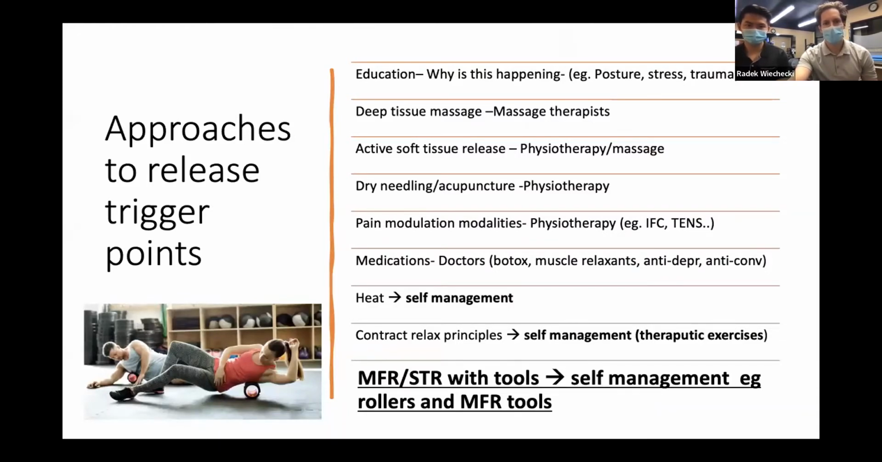So what are the approaches of releasing trigger points? There's a few different ones. Some are more medical, some are more self-management, and then some are more on the conservative care side of things. So number one thing you want to be focusing on is education, and what that means basically is why are these points occurring in the first place?